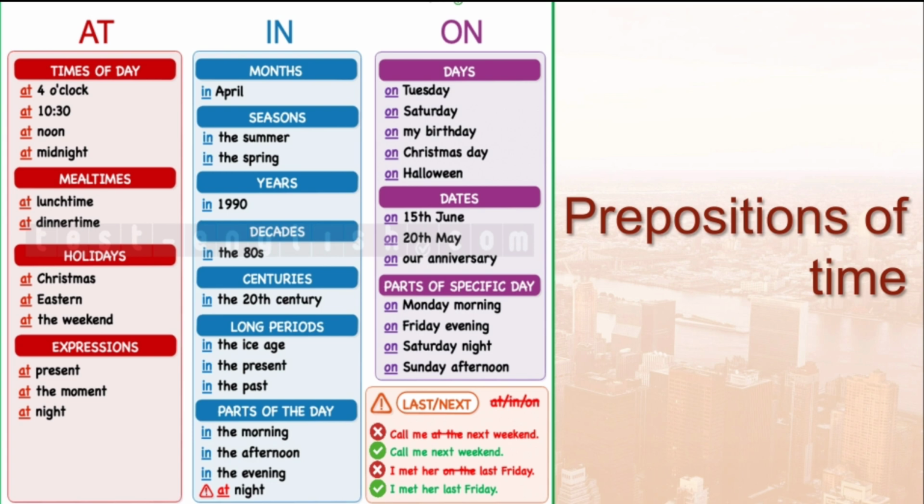The next preposition of time is in. So in is used with months, seasons, years, decades or centuries like in April, in summer or in the spring, in 1990 or in 2020, in the 80s, that is a complete decade of 10 years, then centuries like in the 20th century and so on.